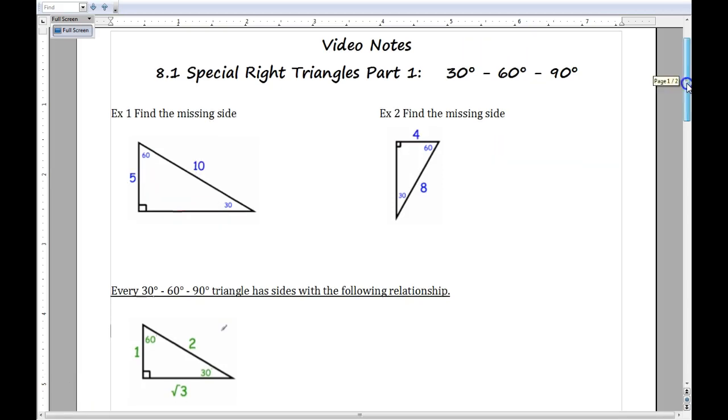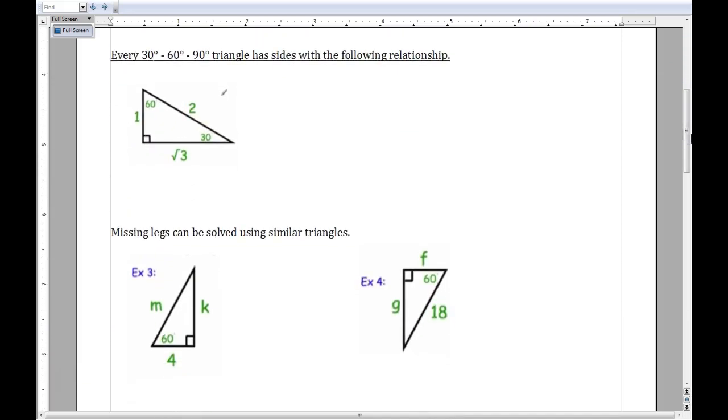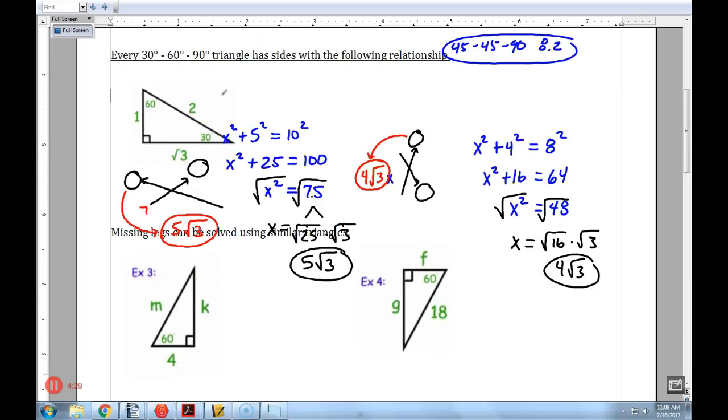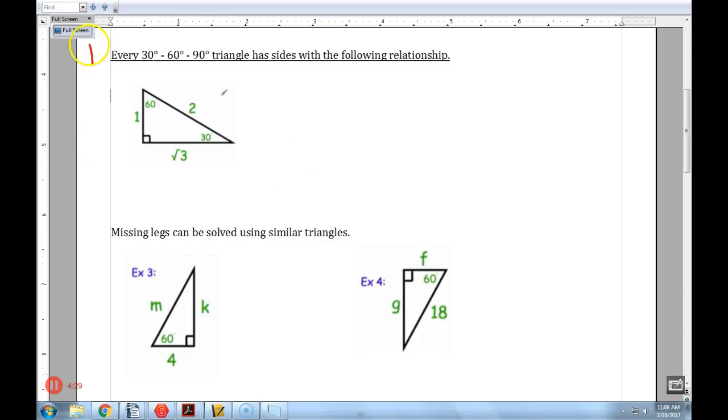And this is going to allow us to set up some similar triangles. So the big idea from today's lesson is right here. Every single 30, 60, 90 triangle has sides with the following relationship. And this is the simplified version. This is the smallest triangle. So they're always in relationship of 1 to 2, and then the medium side, which is always the freak one, is the square root of 3. So that's the ratio.